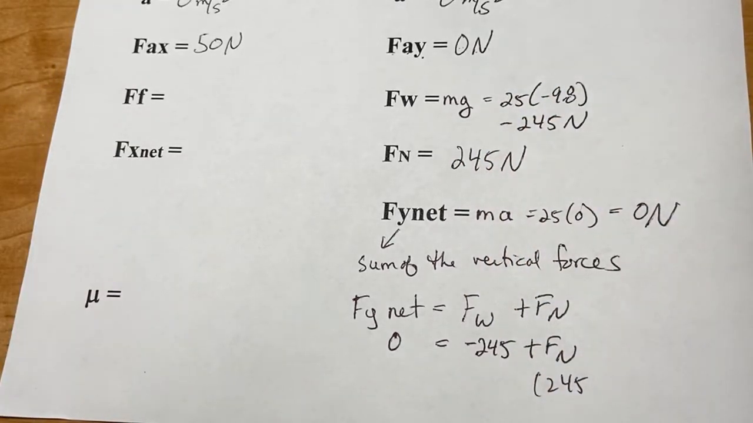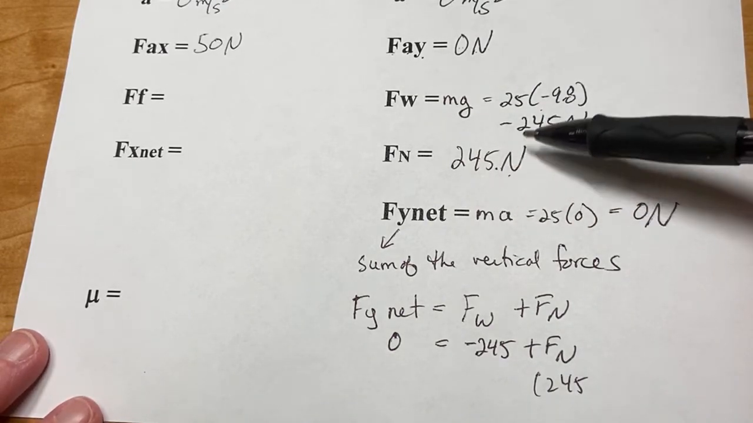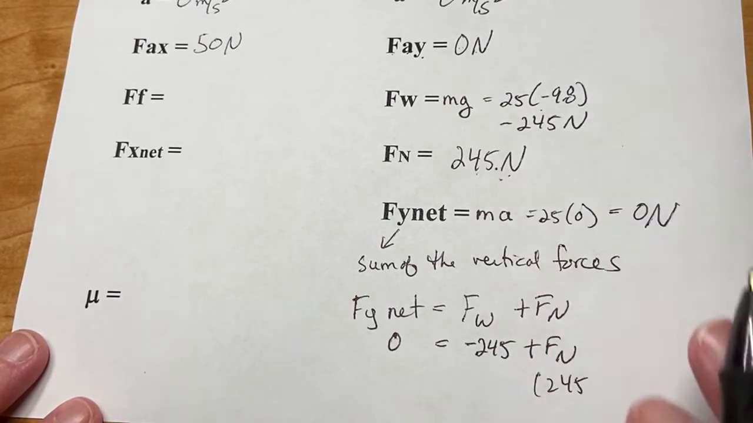If I'm not pulling at an angle, and I'm just pulling something horizontal, these two numbers, this and the weight, will generally be the same value. One will be positive, one will be negative. That's how I found the normal force.